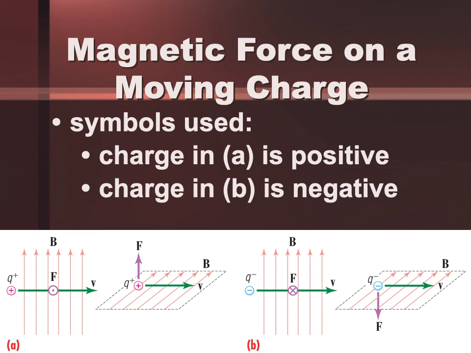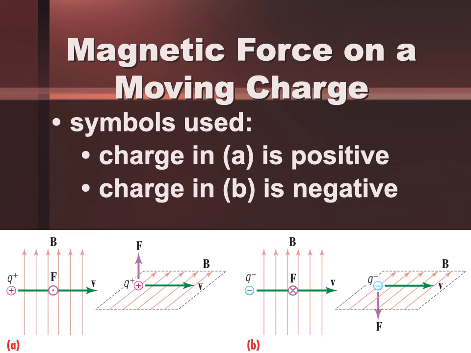The left-hand picture is the same situation. You have a positive charge moving to the right. The magnetic field is towards the top of the screen, and the force is coming out of the screen. The way you know the force is coming out of the screen is that circle with a dot. That's the front end of an arrow. If the arrow is pointing at you, all you see is the tip of the arrow. So the arrow is coming out at you.